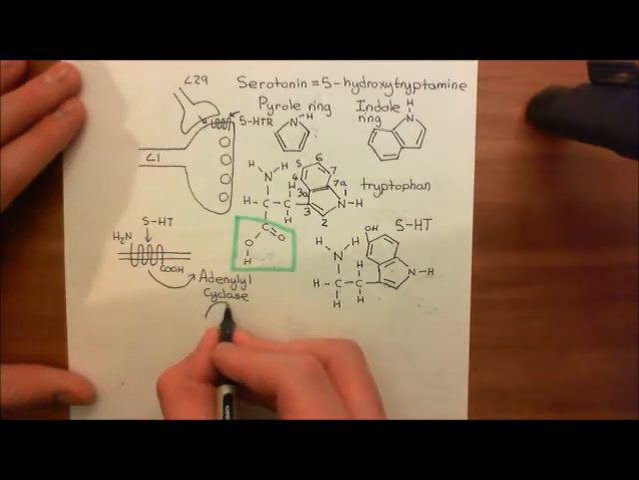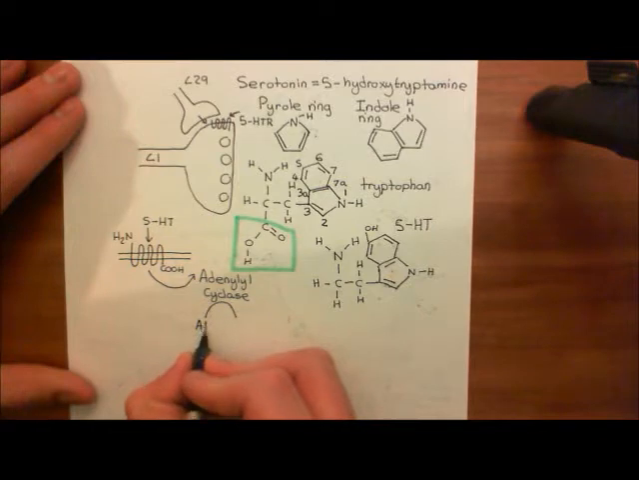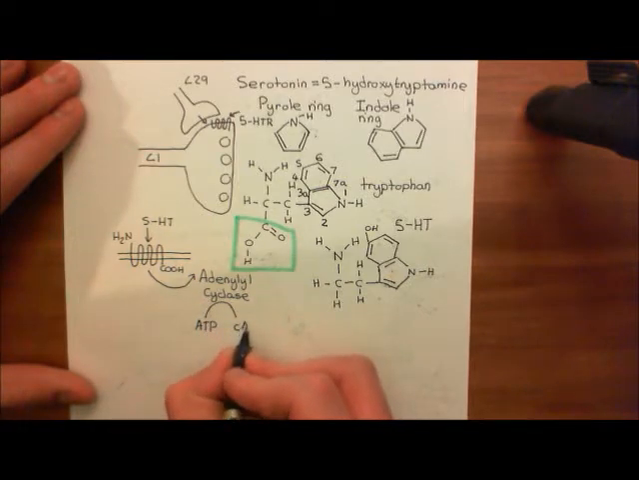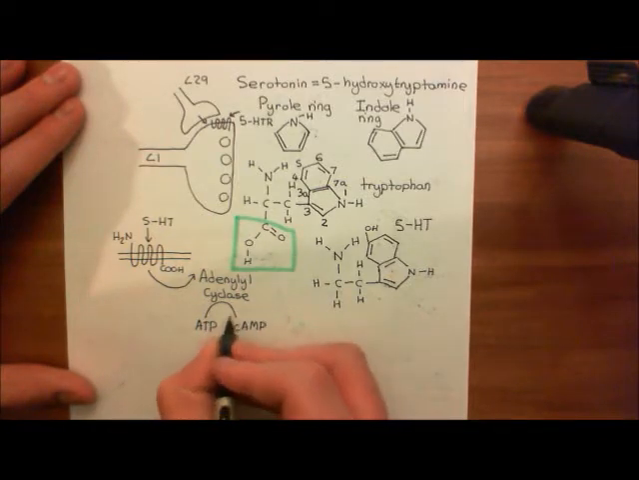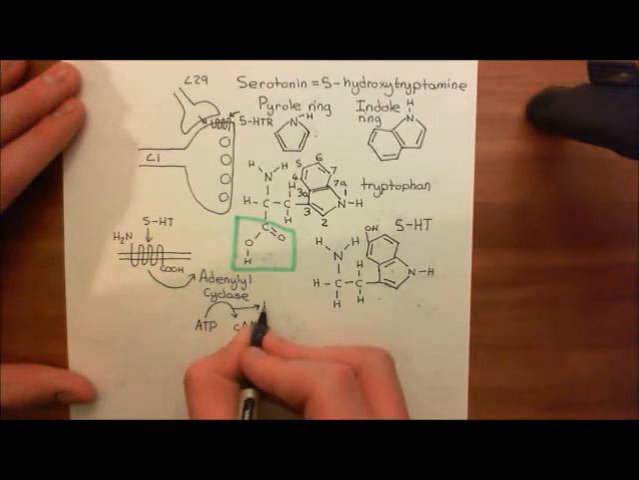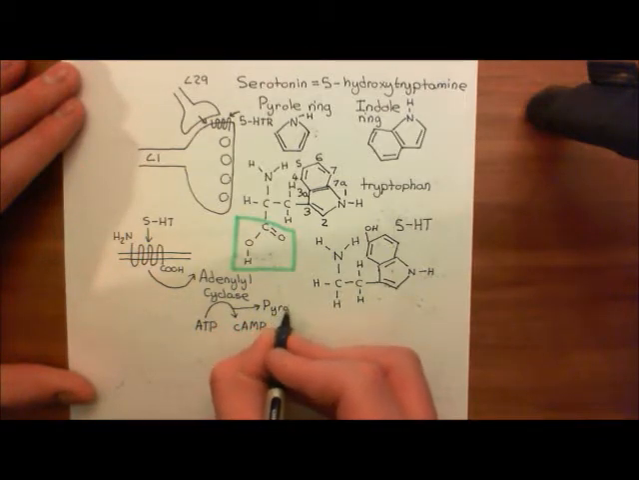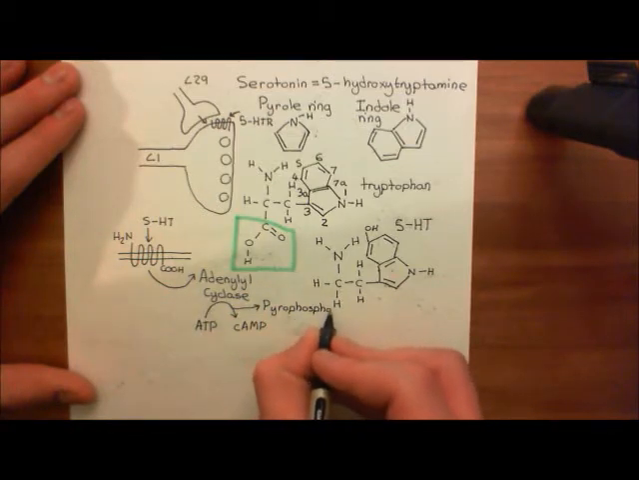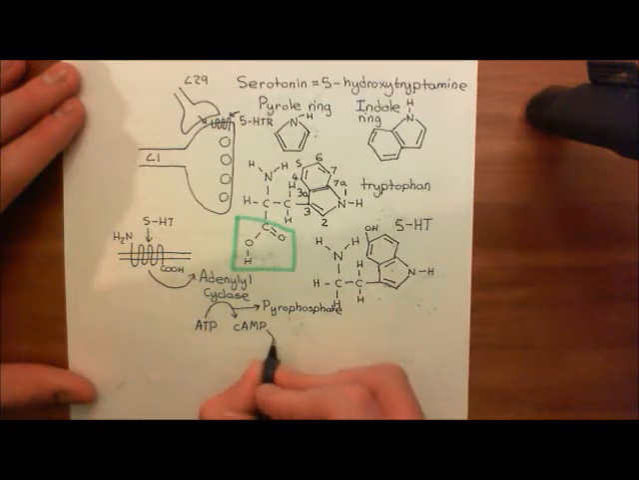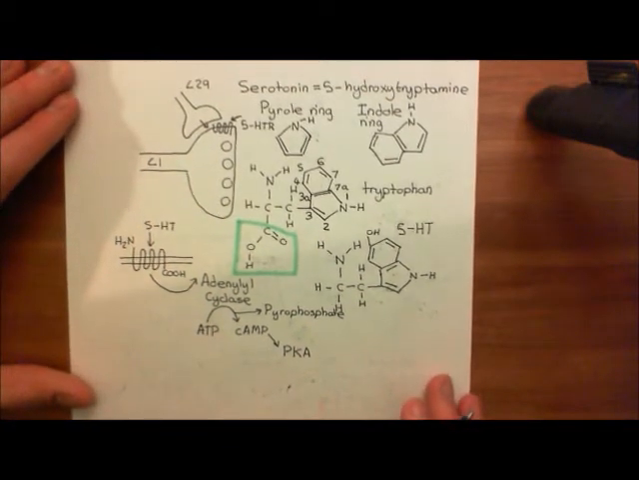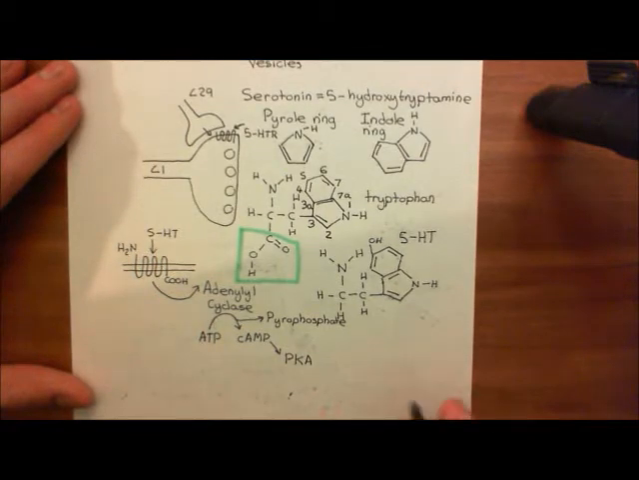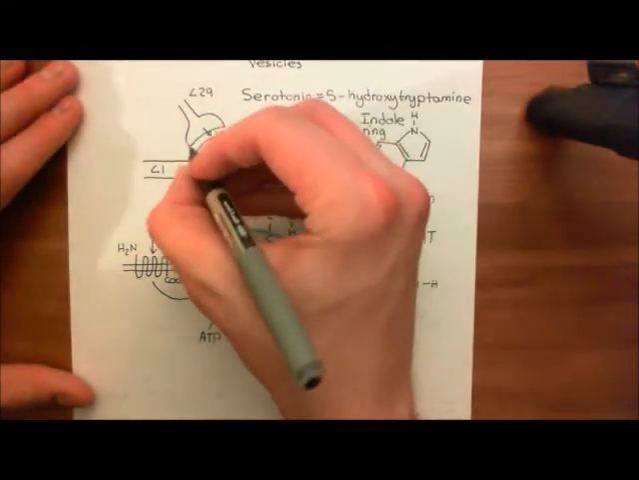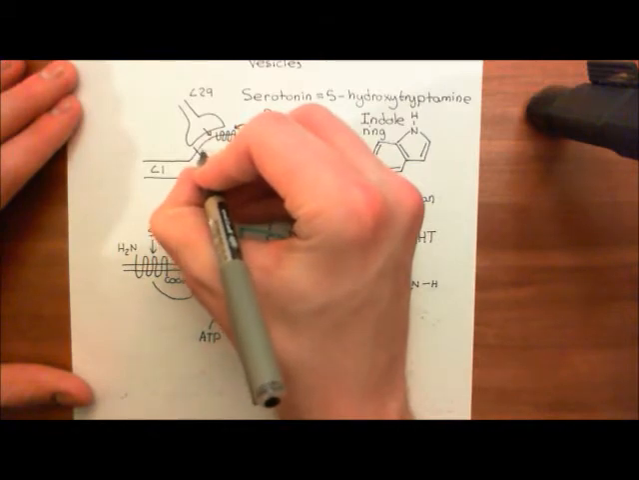And this will then convert ATP to cyclic AMP and pyrophosphate. Okay, so you'll start producing cyclic AMP and also pyrophosphate molecules. Okay, and cyclic AMP is then going to activate protein kinase A within this L1 sensory neuron. Okay, now what does the protein kinase A then do? Well, basically it phosphorylates a potassium channel and causes that potassium channel to close.